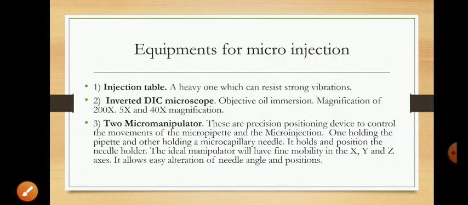Now we see the equipments of microinjection. The first and foremost is injection table. It needs to be a very heavy table. Why are we talking about a table in such a complex procedure? Because the table is very important, because we are dealing with molecular level. We are dealing at a molecular level with cells. So there need not be any kind of vibration.